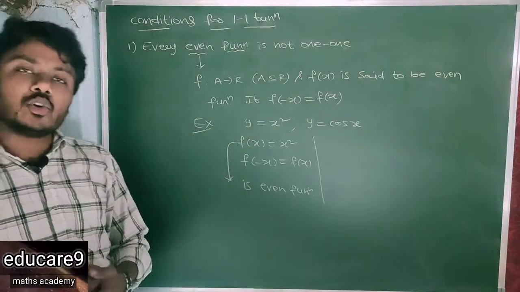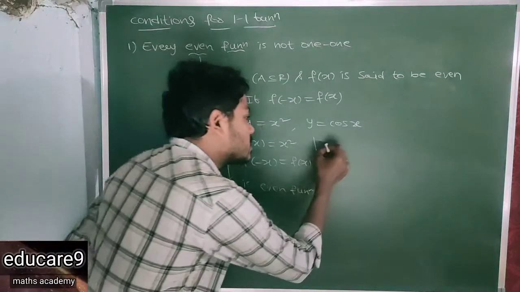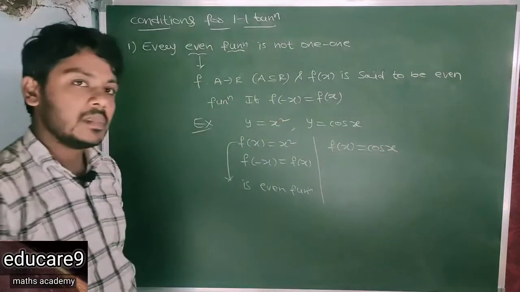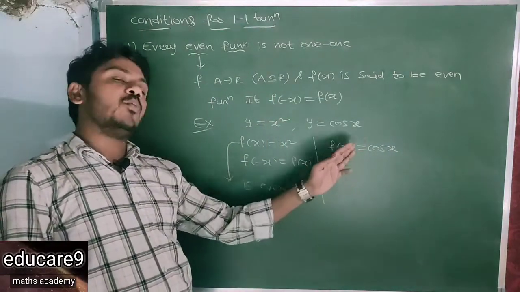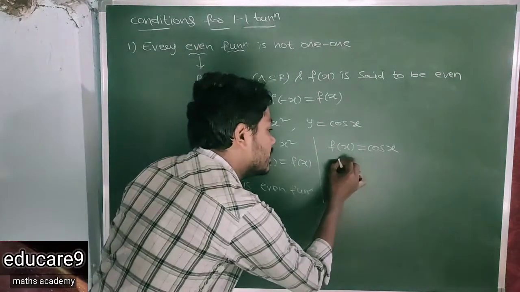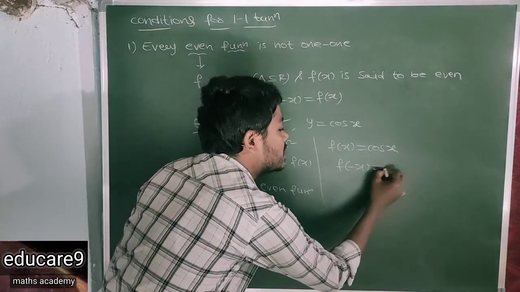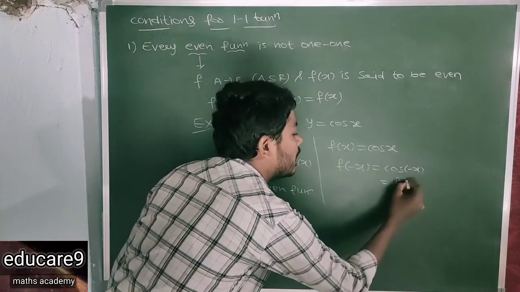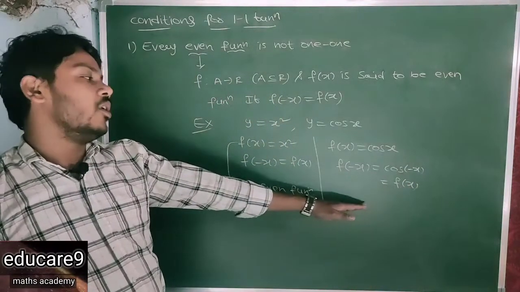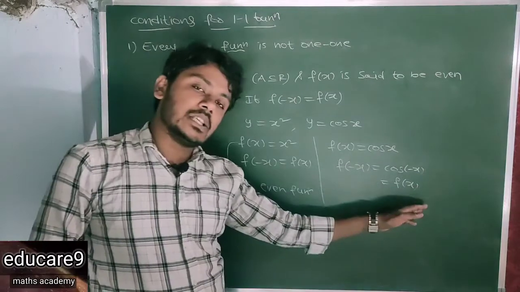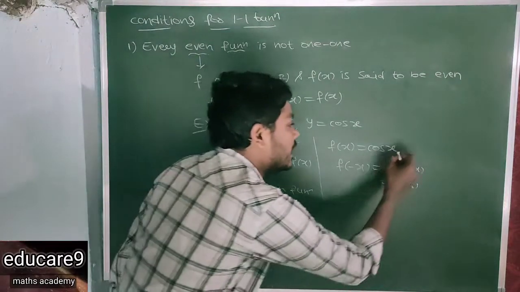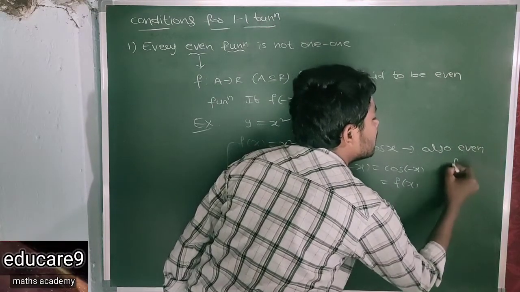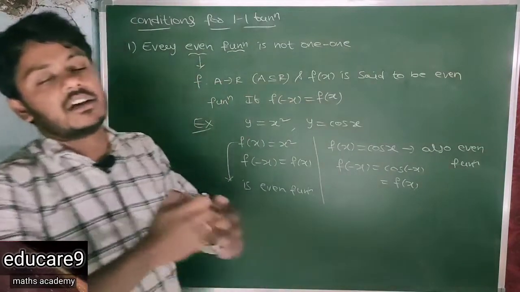And y is equal to cos x. So first f of x is equal to cos x. And replace x by minus x. So that is f of minus x. So what is f of minus x? Cos of minus x, that is cos x, that is equal to what? f of x. So in this case also you got f of minus x is equal to f of x. Then clearly cos x is also an even function. So this is the definition of an even function.